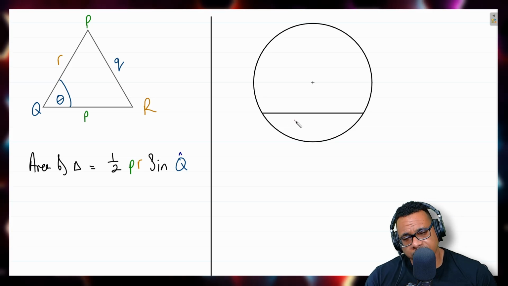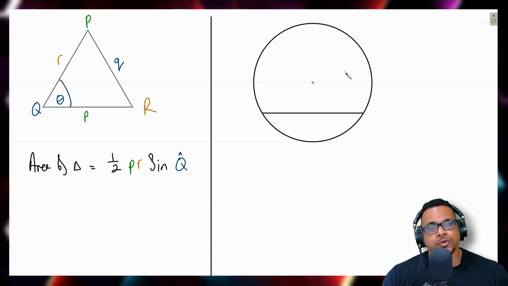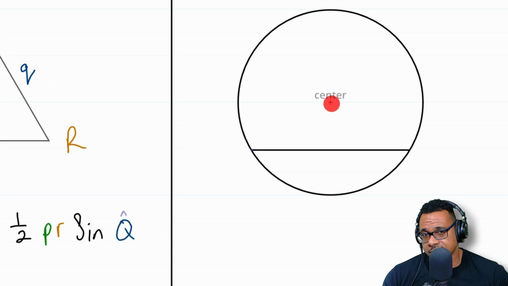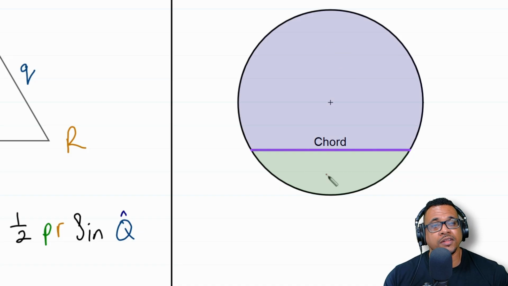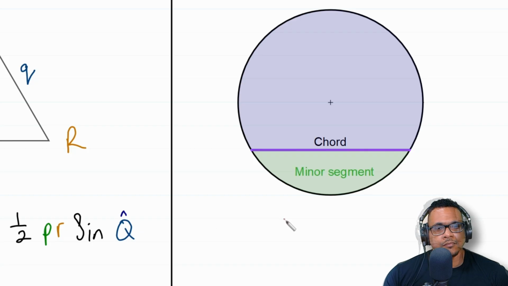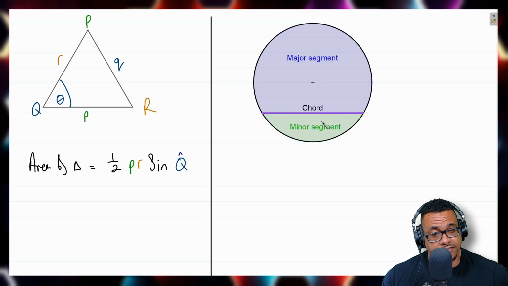Now, before we look at how to find the area of a segment, let's just identify, what is the segment. So we have a circle. This will be the center of the circle here. This line is what you call a chord. Now, this chord would split the area of the circle in two. We have this smaller portion down here, and we have the larger portion here. So this smaller portion will be called the minor segment, and the larger area will be called the major segment. So now that we know what is a segment, let's find the area of the segment.